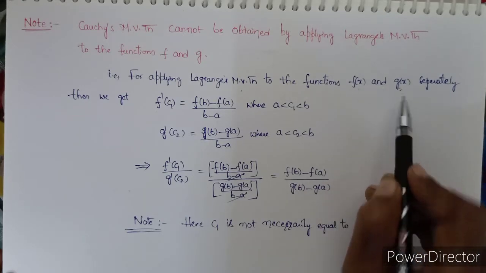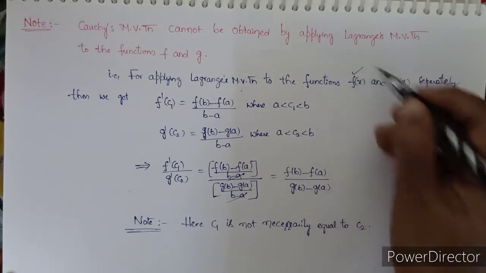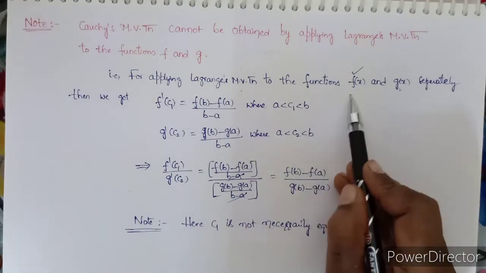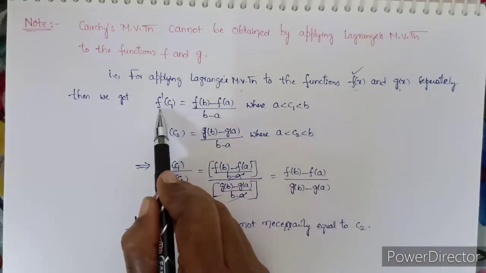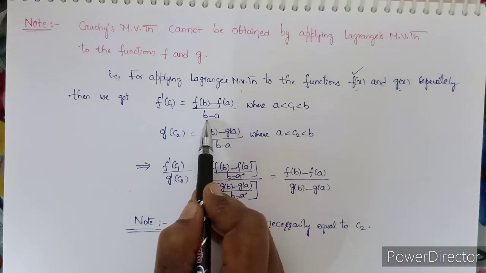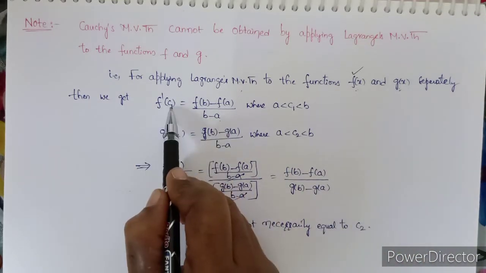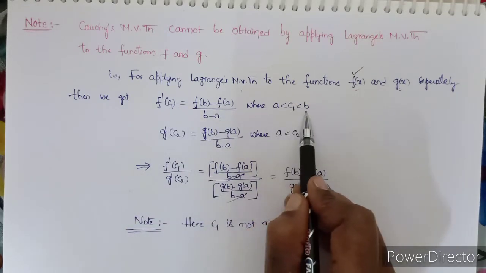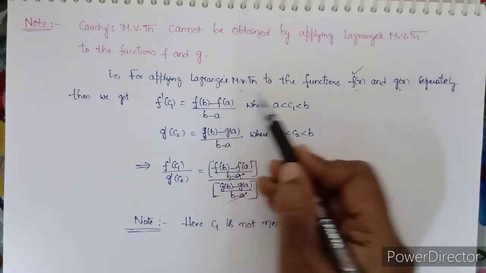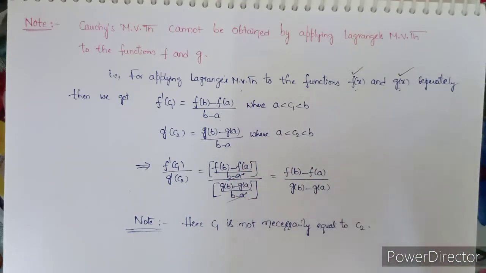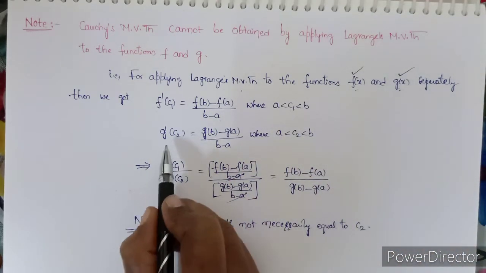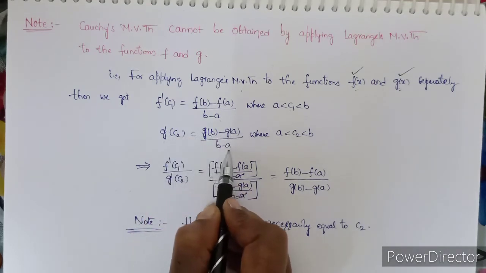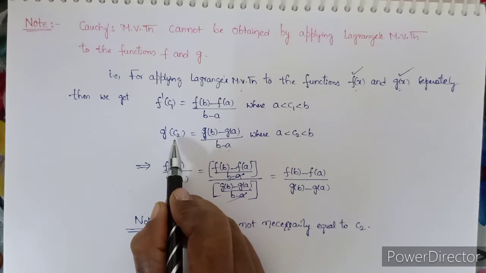First we apply Lagrange's mean value theorem to the function f of x. So on applying Lagrange's mean value theorem for this function, f dash c equal to f of b minus f of a by b minus a. Here we take c as c1, where c1 belongs to the open interval (a, b). Now we apply Lagrange's mean value theorem to this function g of x separately. Then we will get g dash c is equal to g of b minus g of a by b minus a. Here we take c as c2.